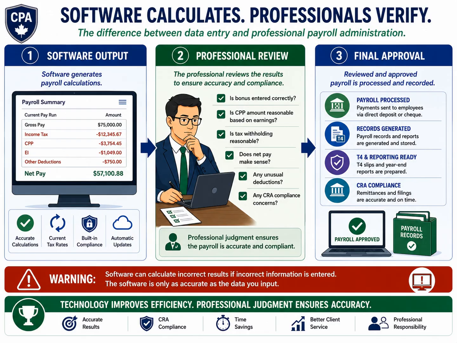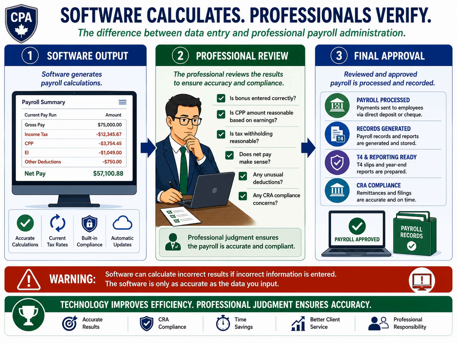One of the most important lessons for any tax preparer is understanding the difference between using software and relying on software. Payroll software is an incredibly powerful tool. It can perform complex calculations in seconds, apply current tax rates automatically, calculate CPP and employment insurance deductions, and generate payroll reports with remarkable efficiency. However, software does not replace professional judgment. This slide illustrates the three-stage review process that separates professional payroll administration from simple data entry.